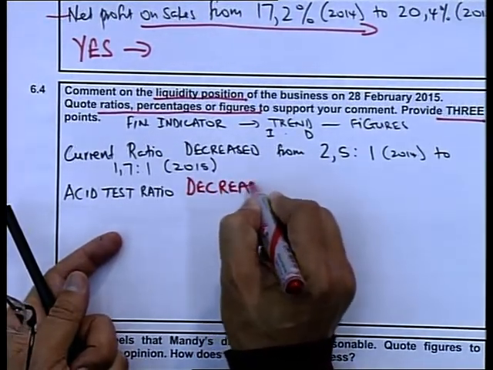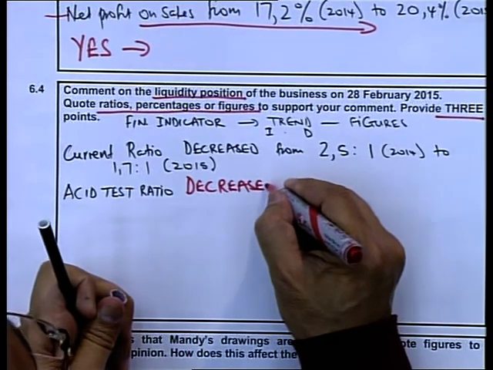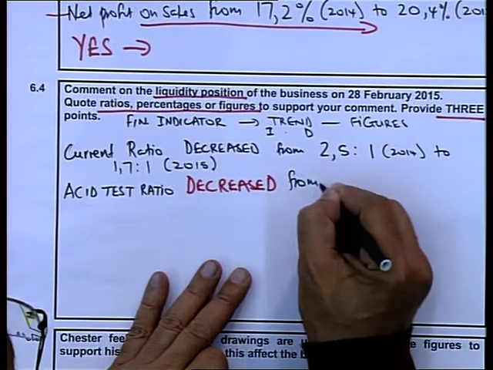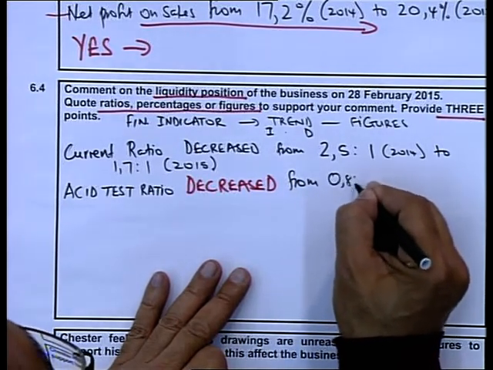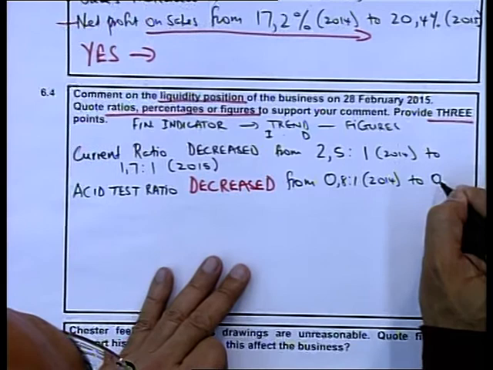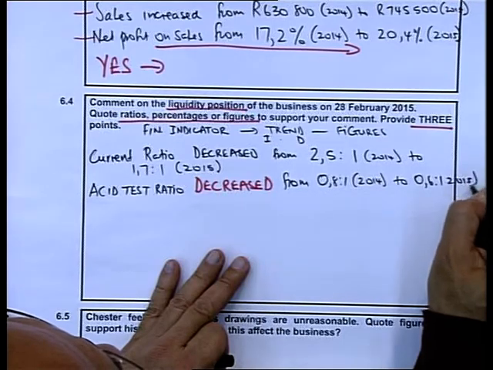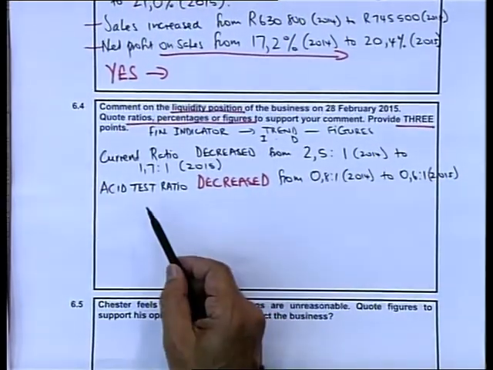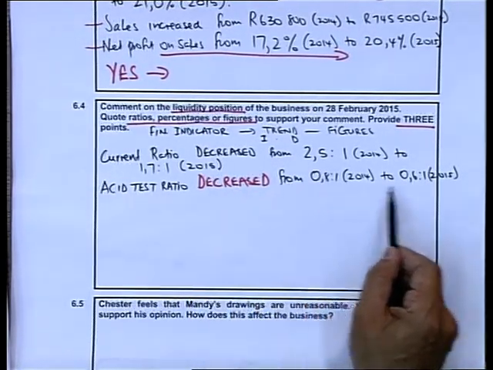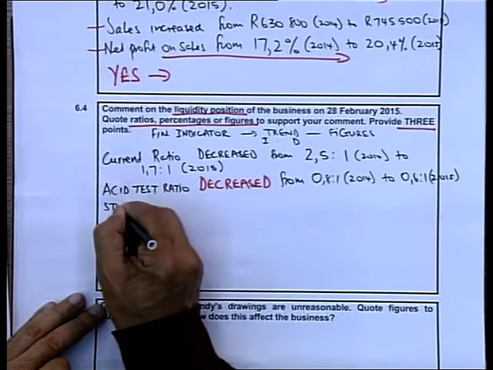But what was it last year? It decreased from 0.8:1, that was in 2014, to 0.6:1, and that was in 2015. Again, asset test ratio is the financial indicator, decreased is the trend, and then you supply the figures. The third one we can talk about is the stock turnover.